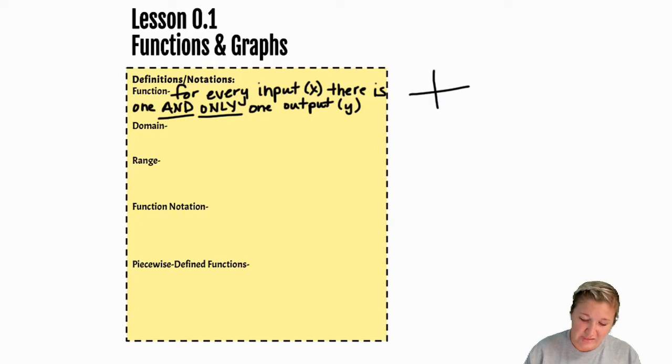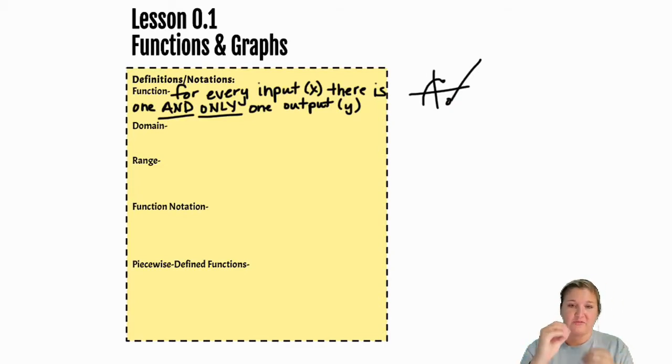Something like this: if I have a piecewise function with an arc and I have a dot here, I have to have an open circle here to make my line. It can't be defined in two different places. So make sure we understand the definition of a function. That's going to be very, very important.